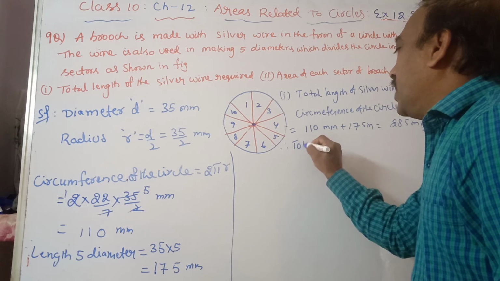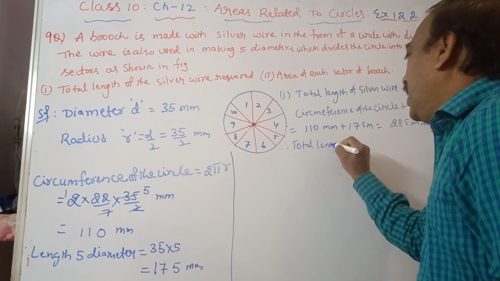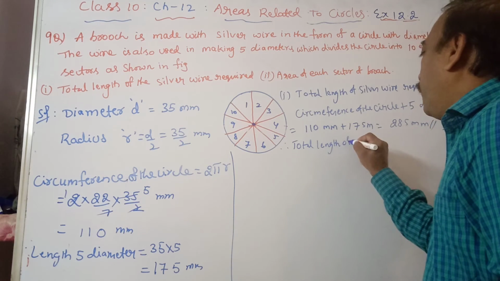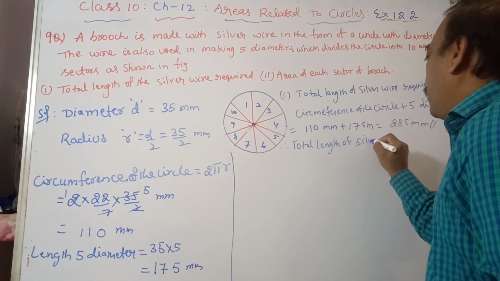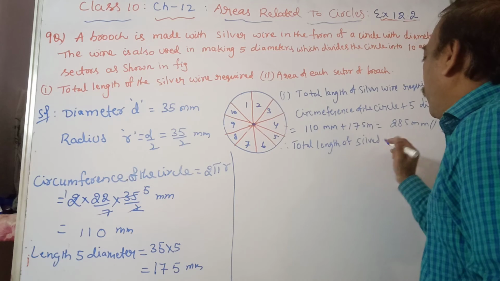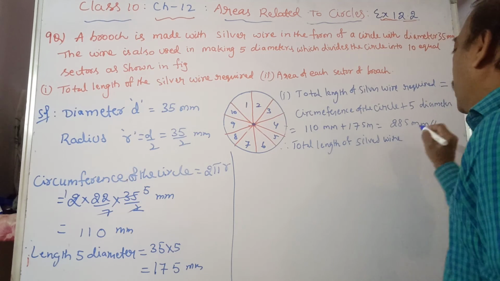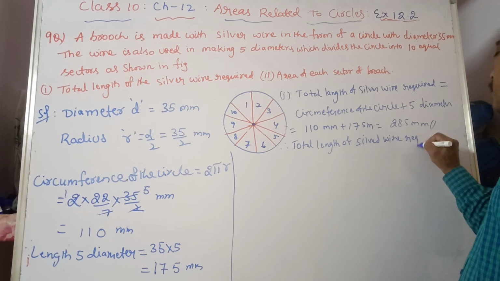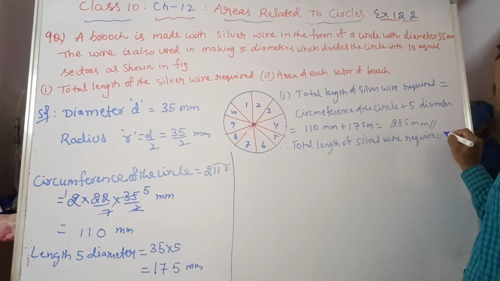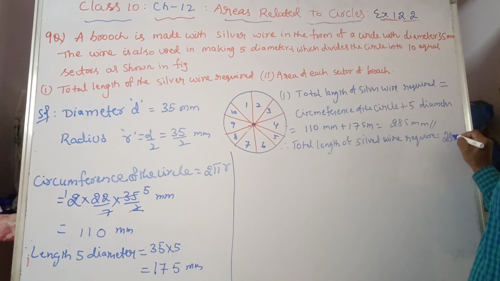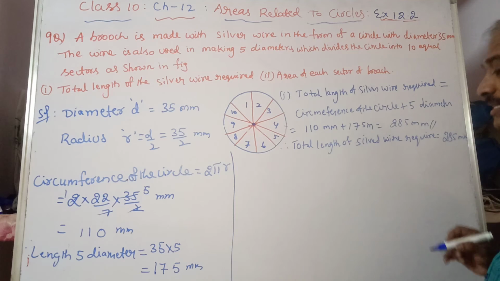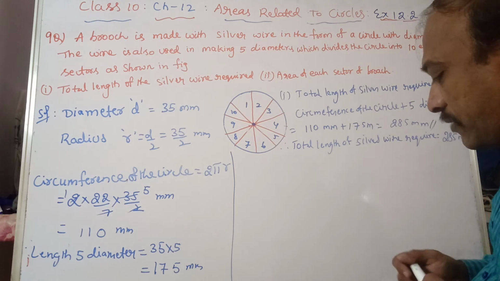Therefore, total length of silver wire required is equal to 285 millimeters. This is about total length of silver wire.